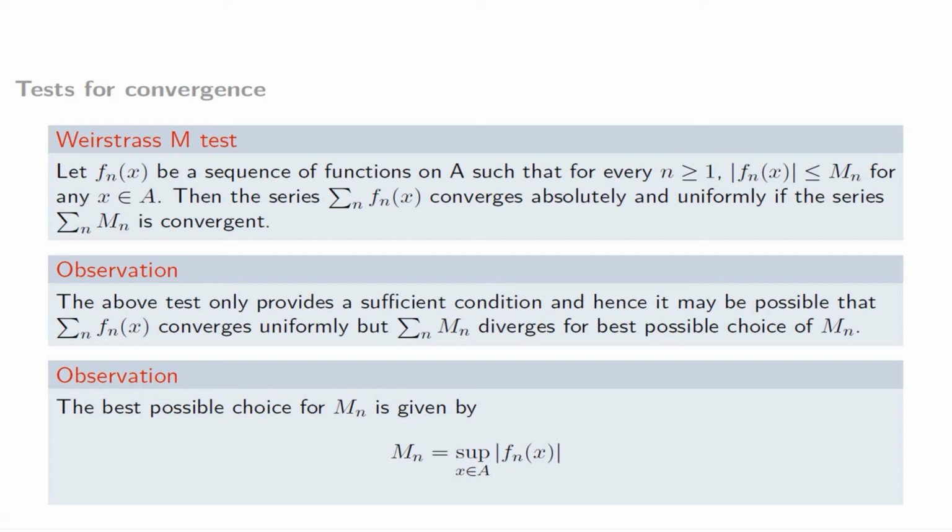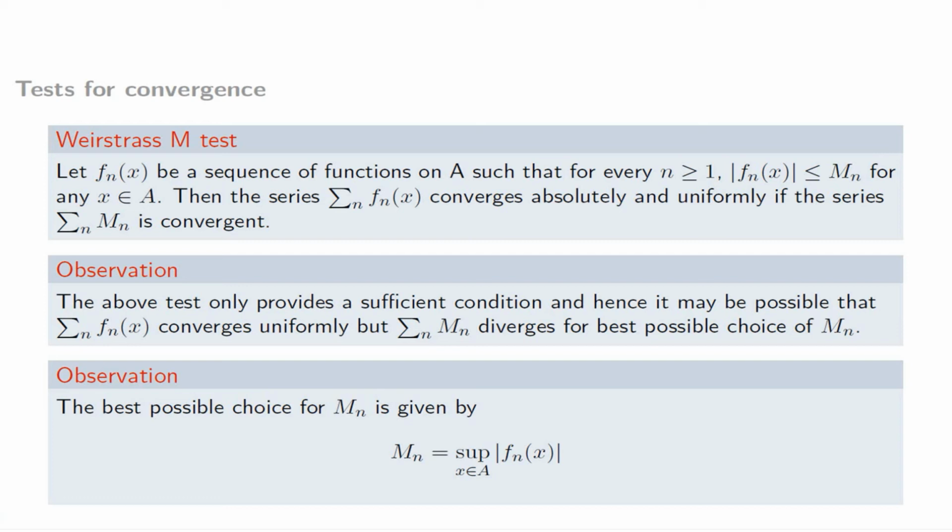Let f_n(x) be a sequence of functions on A such that for every n greater than or equal to 1, the absolute value of f_n(x) is less than or equal to M_n for any x belonging to A, where M_n is naturally independent of x and depends on n. Then the series summation f_n(x) converges absolutely and uniformly if the series summation M_n is convergent.